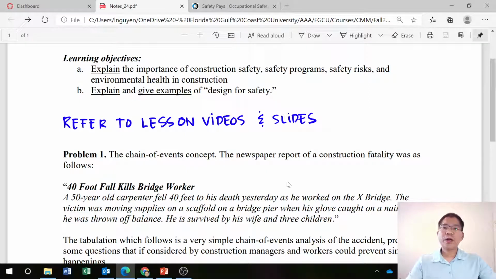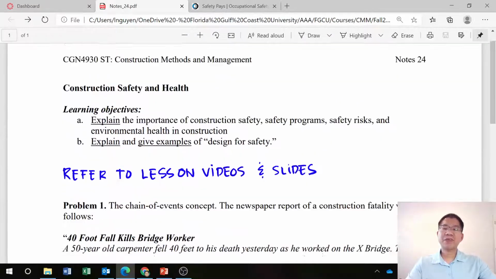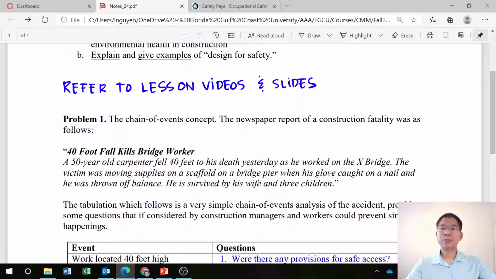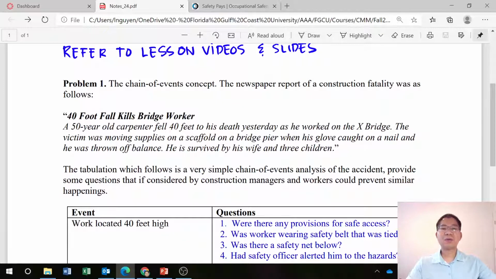In this video, I walk through the two conceptual problems in today's lessons: construction safety and health, problem one and problem two. First, in problem two, the chain of events concept. When something happens, we want to see the chain of events, why it happened, not just the way it happened, right? So that is problem one. With that, we can have a lesson learned so that we can avoid a similar accident in the future.